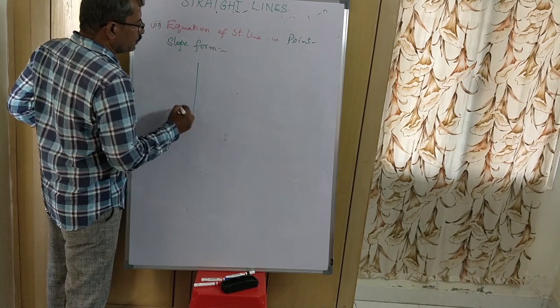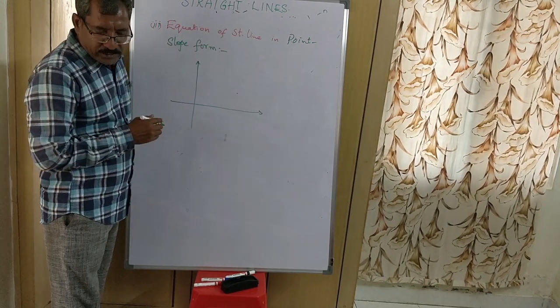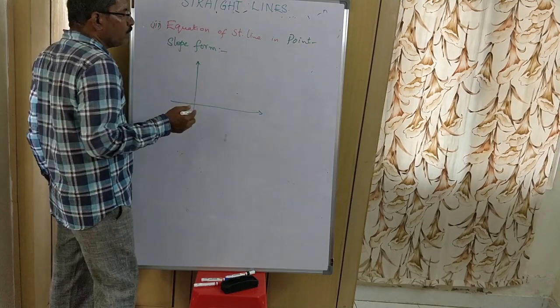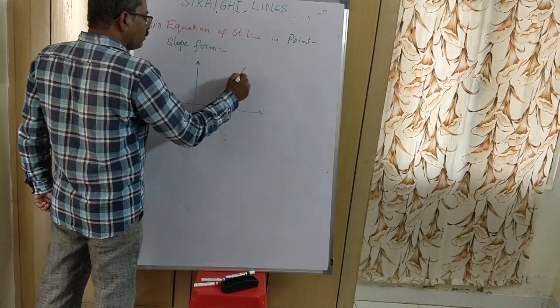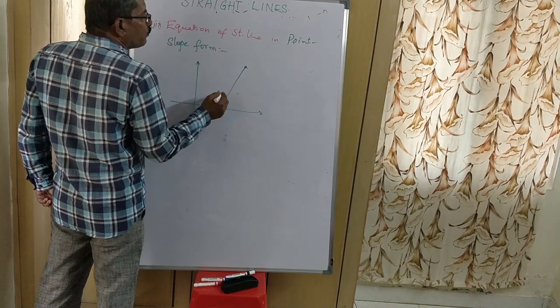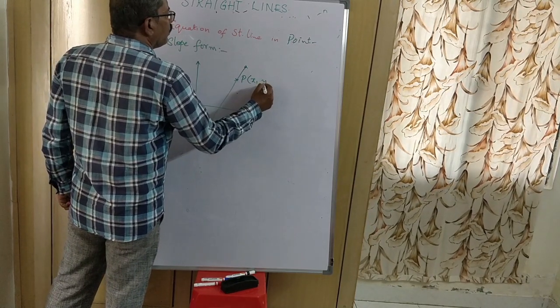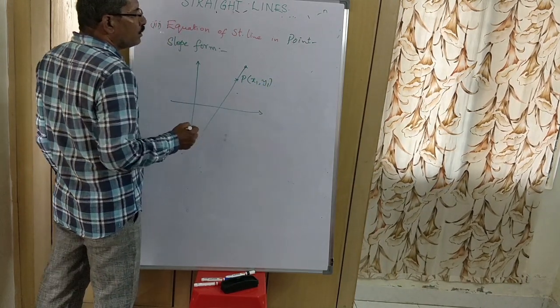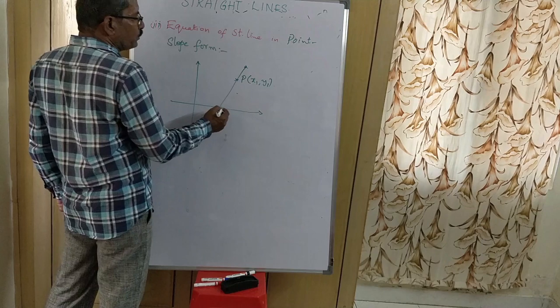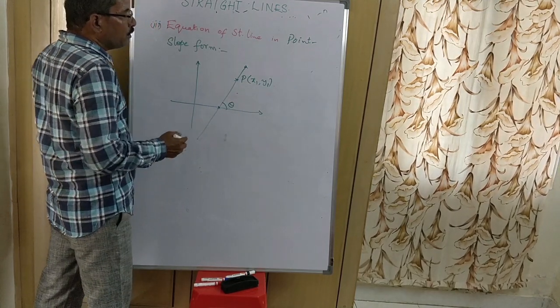See here. This is the x and y axis. Okay. The line is like this. It passes through the point P x1, y1 and has the slope, this theta, tan theta gives you the m.